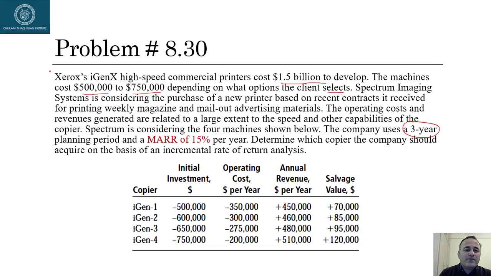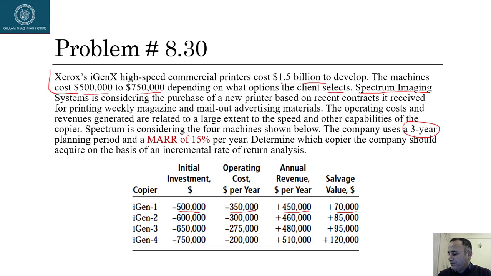Now forget about the information provided in the first 2 lines. The information relevant to this problem is that the Spectrum company got a huge printing contract of a weekly magazine. So they would like to buy a printing machine. The initial investment of iGen 1 is $500,000. The operating cost is $350,000, but the annual revenue would be $450,000. The salvage value would be $70,000.